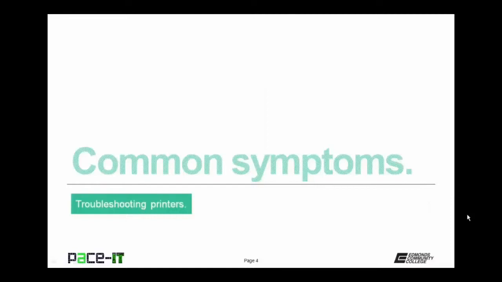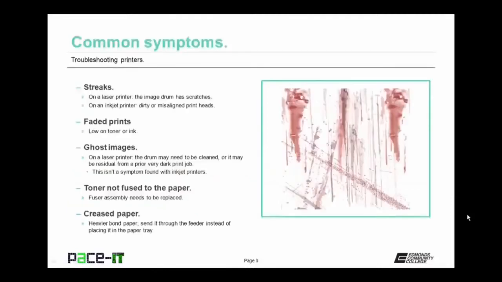And of course, we begin by talking about common symptoms. If your print jobs are coming out with streaks, on a laser printer, it's usually a problem with the imaging drum. It has scratches. On an inkjet, you either have dirty or misaligned print heads. If the print jobs are faded, you're low on toner or ink.